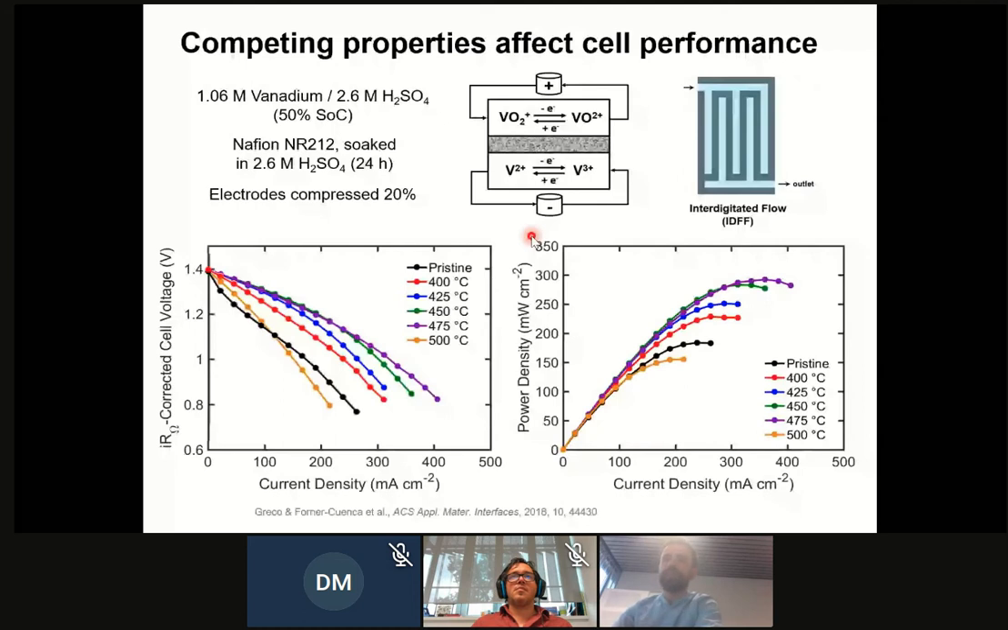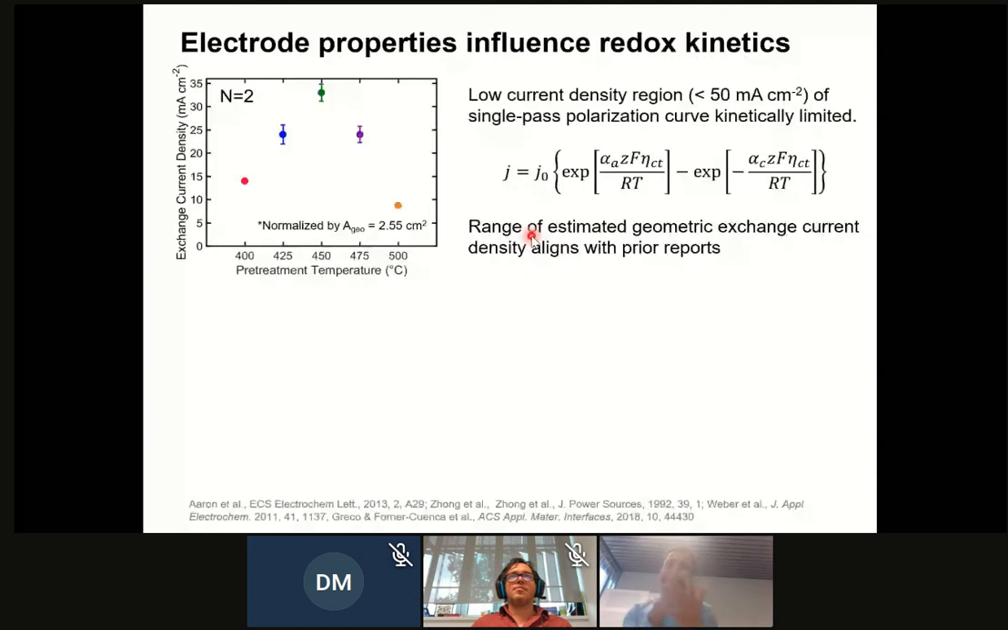So what we did is we take the exchange current density, that is something that you can extract from the experiments, and we plot it as a function of the pre-treatment temperature, okay? And this exchange current density is normalized by the geometric area of the cell. So it tells you something about the overall performance, but is still convoluted by the electrochemical active surface area. That, if you remember, I said before, was decreasing with the temperature.